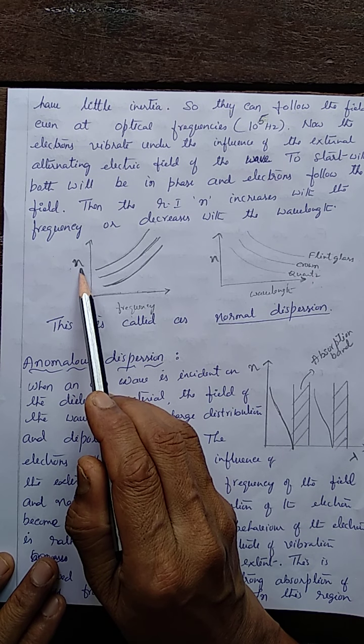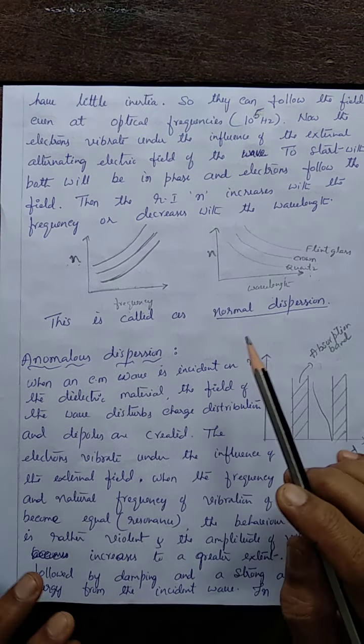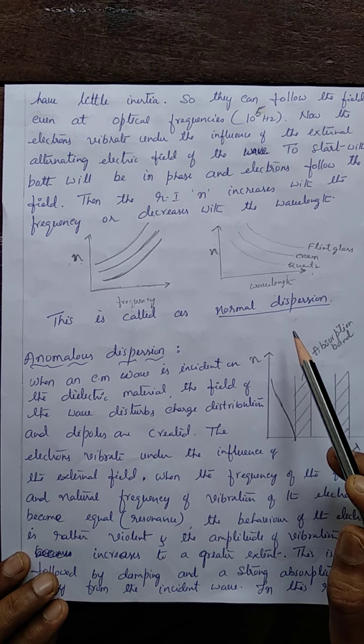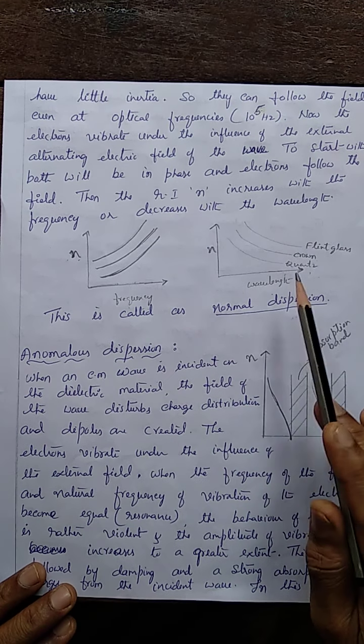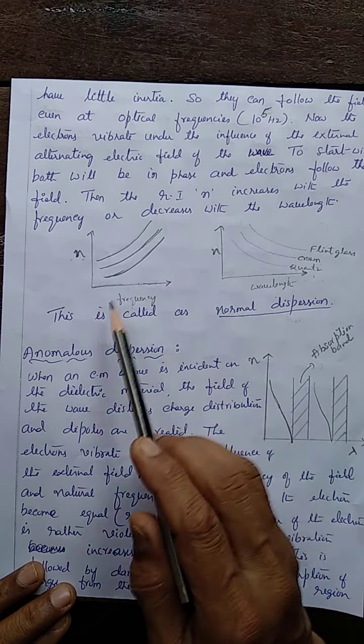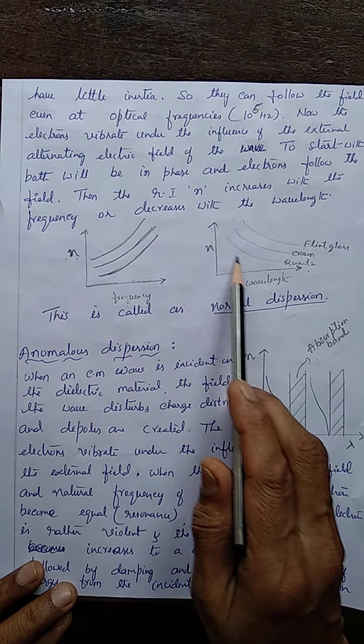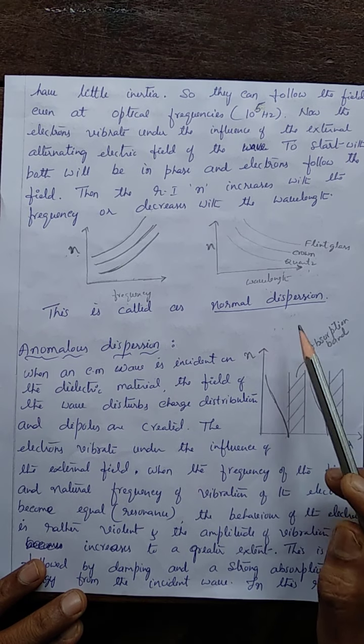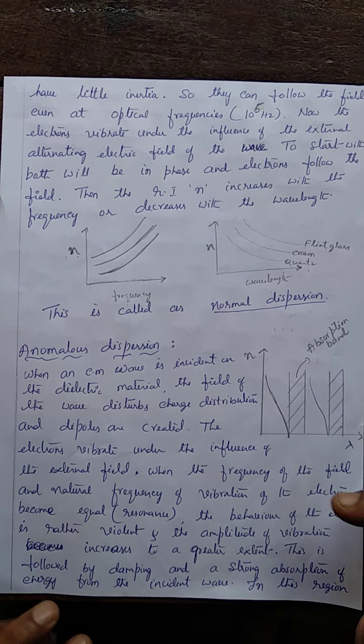N means the permittivity also. And such a variation is called normal dispersion. Such a uniform, regular variation, either increase in refractive index with increase in frequency or decrease in refractive index with wavelength, is called normal dispersion.